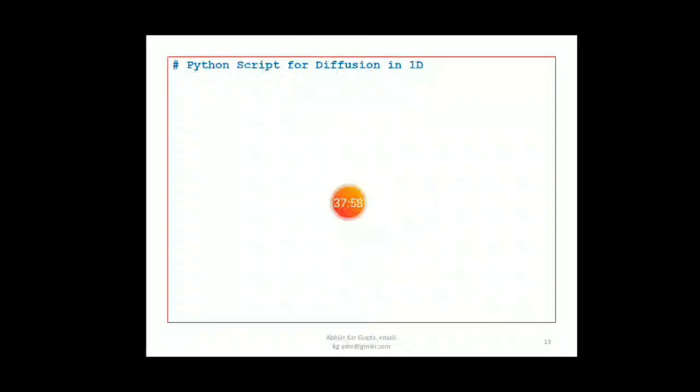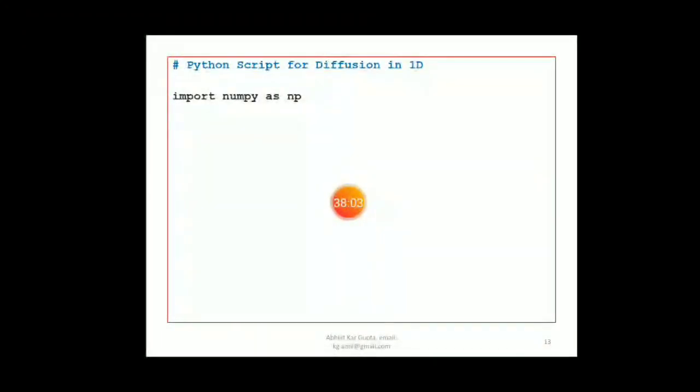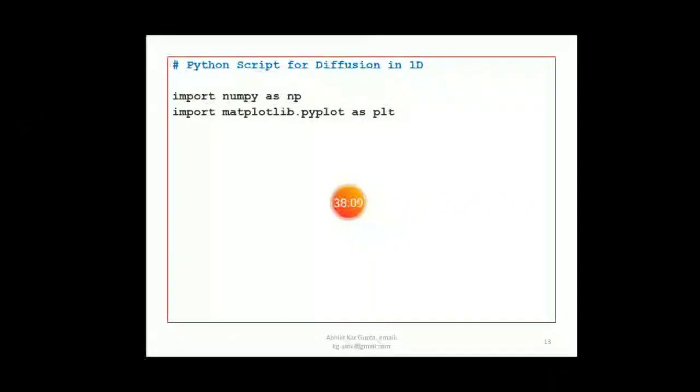So this is a Python script for diffusion in 1D. You need to import NumPy as np. You need matplotlib, import matplotlib.pyplot as plt. You need to define the rod, the space. So x equal to np.linspace, it goes from 0 to 1, comma 101. That means you have created 101 points from left end to right end.